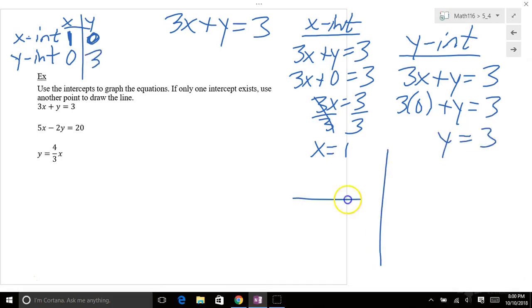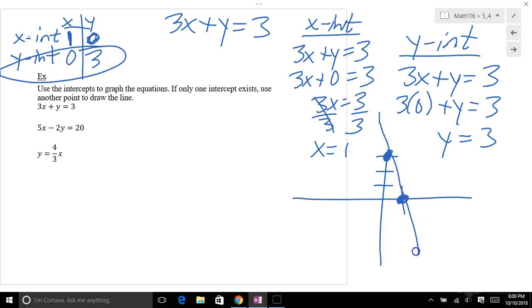So we got the point (1, 0) right here. That's our x-intercept. Right? (1, 0). Whenever your y is 0, it's going to hit that x-axis. And then we got our y-intercept of (0, 3). So we plot that point. There's our y-intercept. It crosses our y-axis. Whenever our x is 0, it'll cross our y-axis. And then we can plot the points.